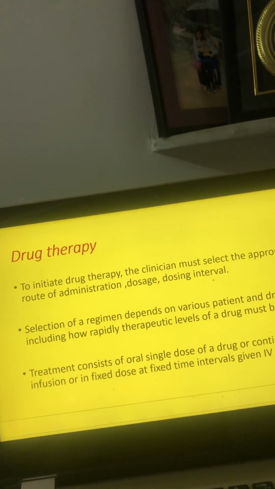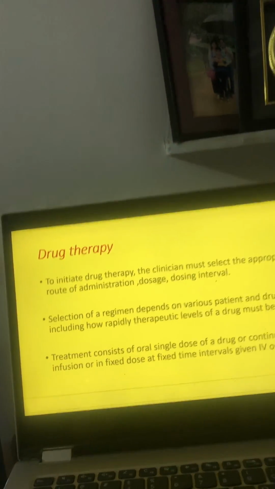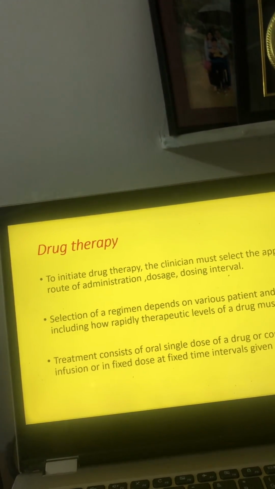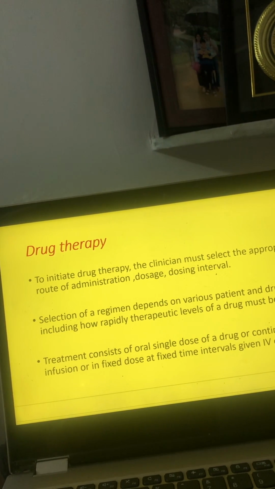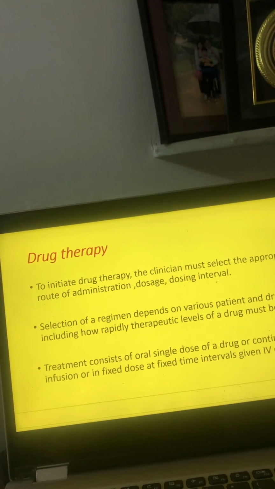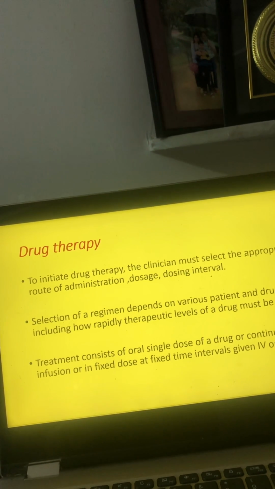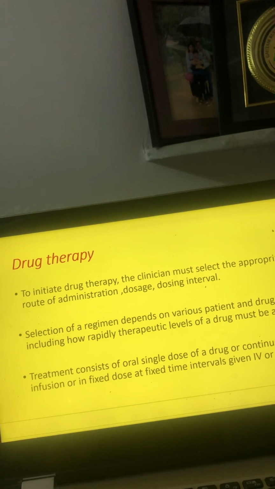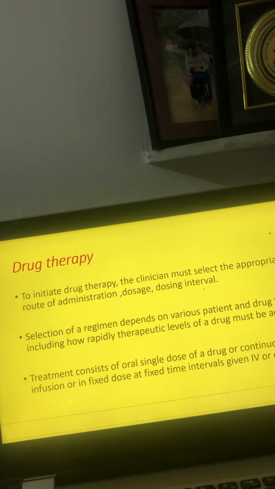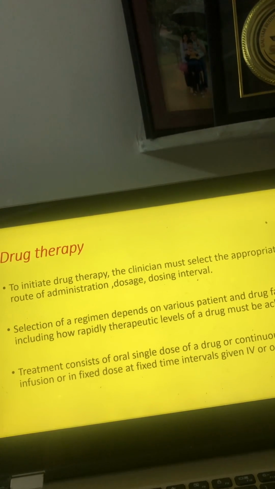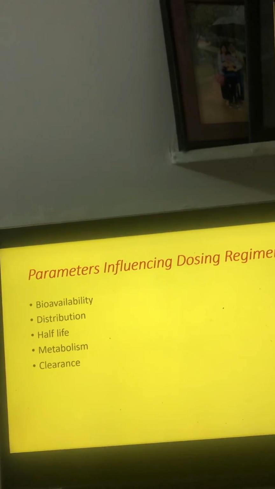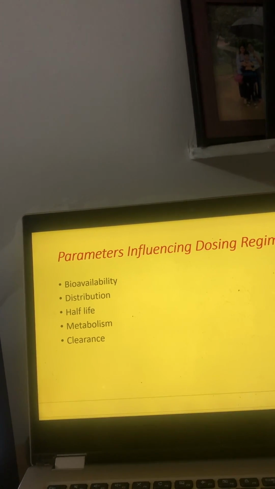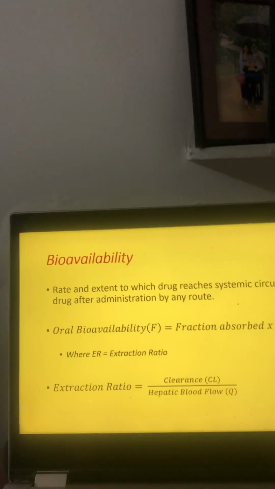Then drug therapy. To initiate drug therapy, the clinician must select the appropriate route of administration, dosage, and dosing interval. Selection of a regimen depends on various patient and drug factors, including how rapidly the therapeutic levels of a drug must be achieved. Treatment consists of an oral single dose of a drug, or continuous IV infusion, or a fixed dose at fixed time intervals. Drug is given IV or oral. Then parameters influencing dosing regimens. These are bioavailability, distribution, half-life, metabolism, and clearance.